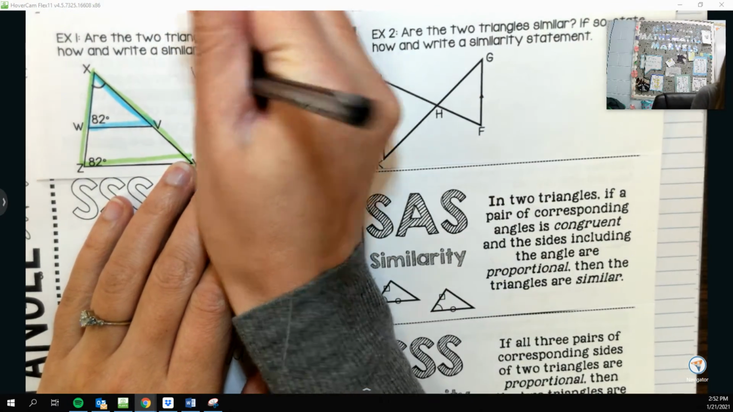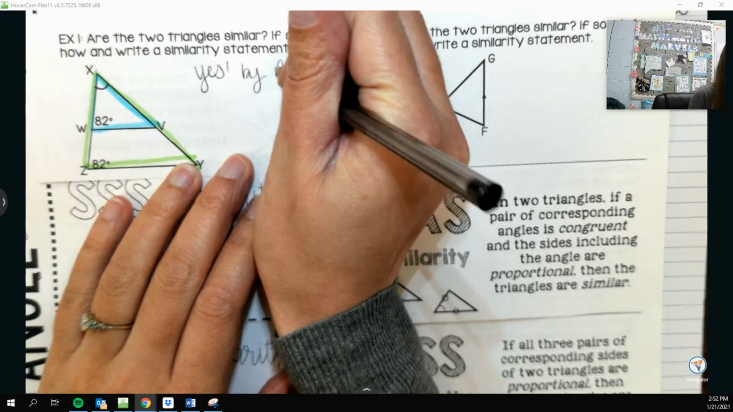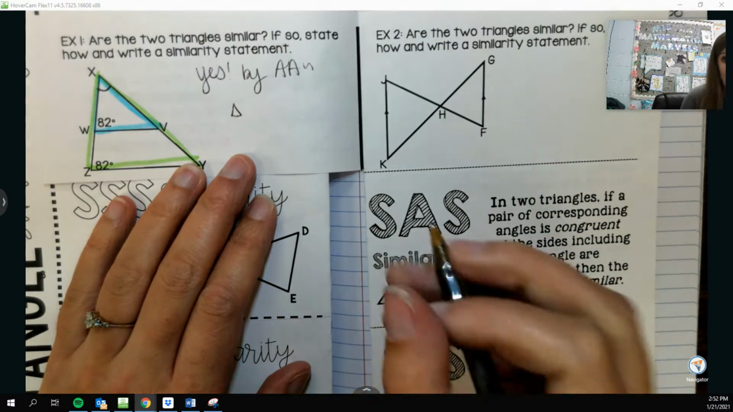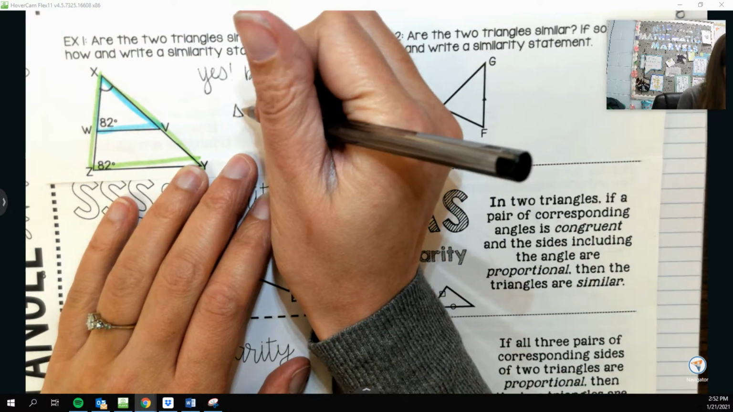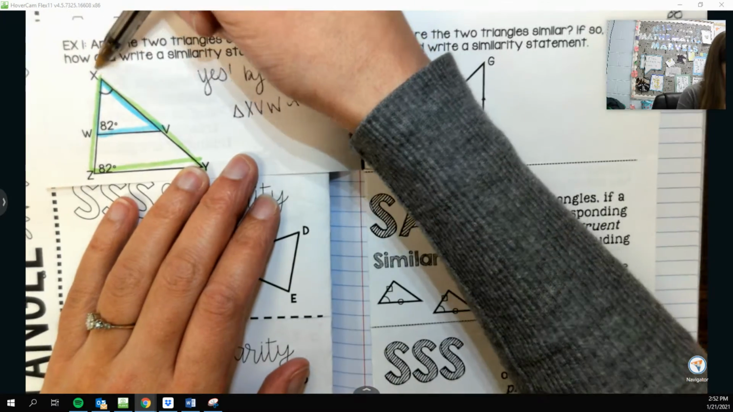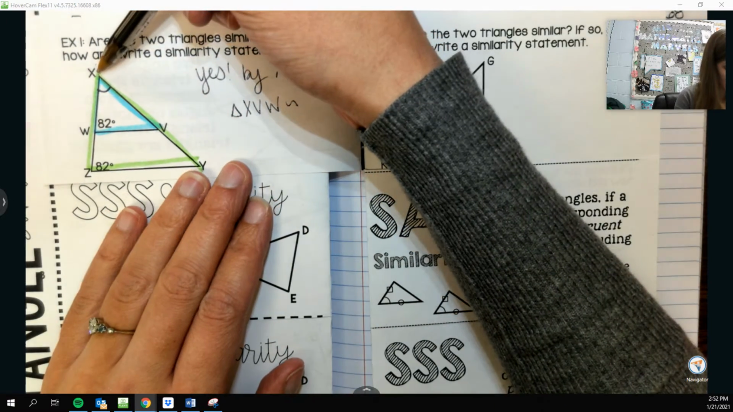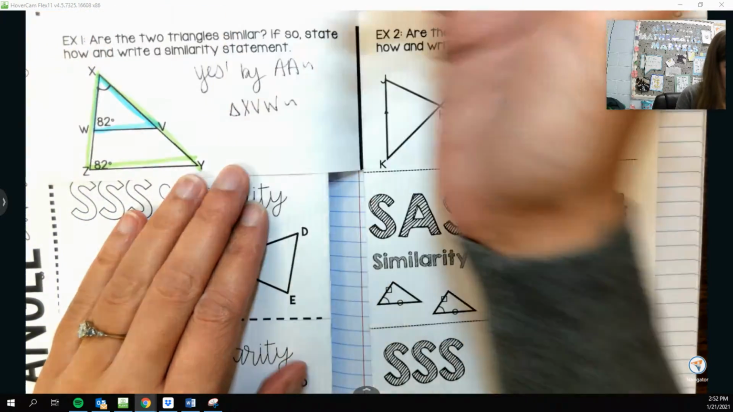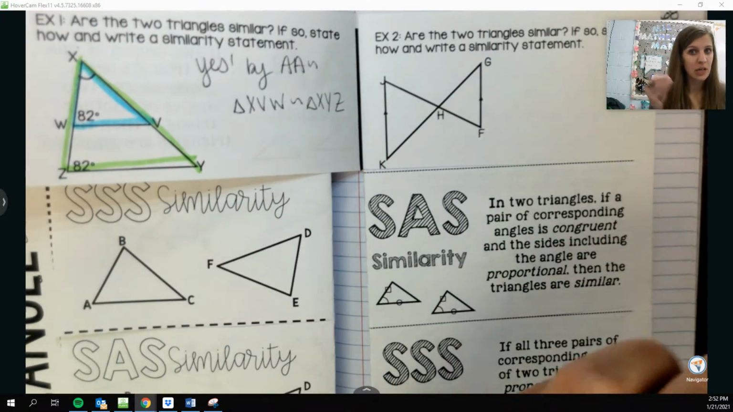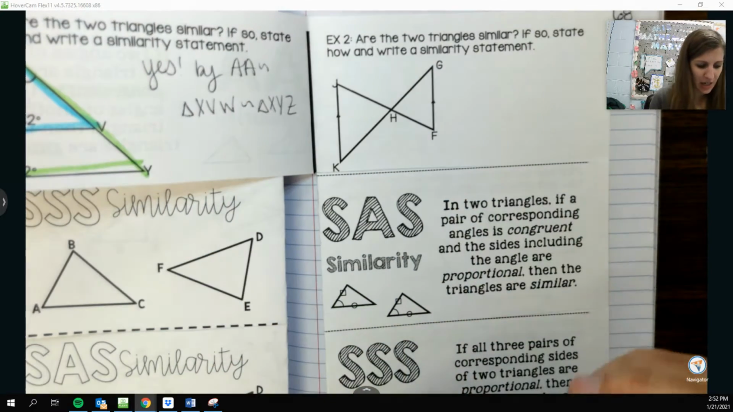So yes, the triangles are similar by angle, angle, similarity. And so my similarity statement would be that triangle XVW is similar to XYZ. And again, I just have to travel in the same order so that all the corresponding sides and angles match up. So another example over here, are the 2 triangles similar?